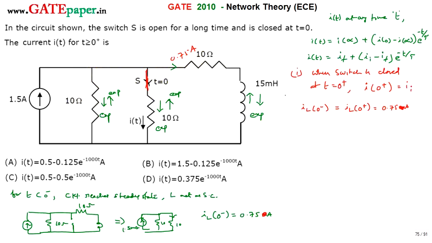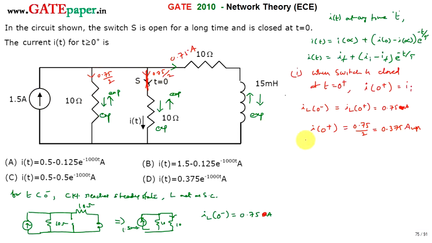Now the switch is closed, so 0.75 by 2 will go this side and 0.75 by 2 will go this side, because both resistances are the same value. So the same current flows. Same value resistance means half of the current each. So from this we can write I of 0 plus is equal to 0.75 by 2, which is 0.375 amperes.